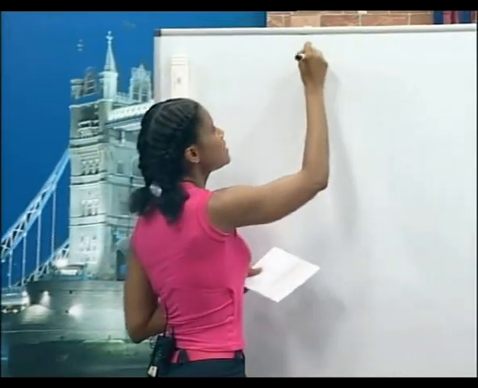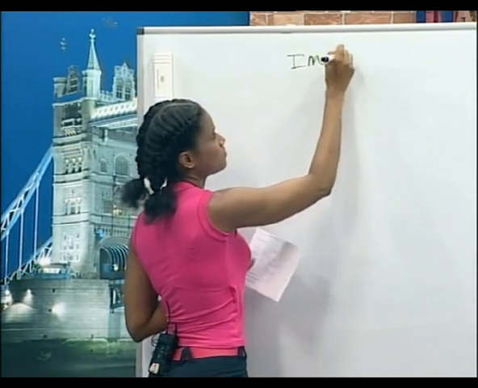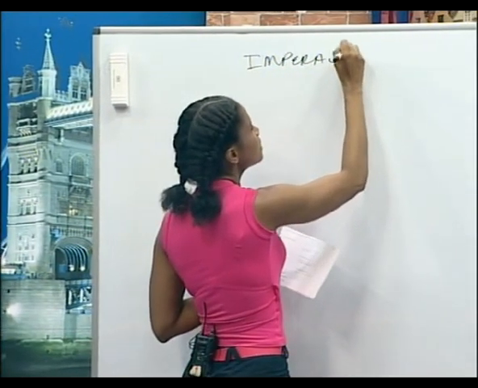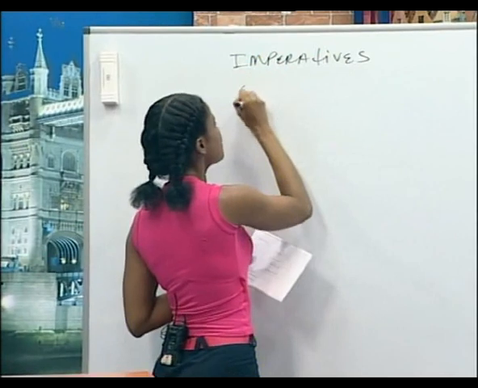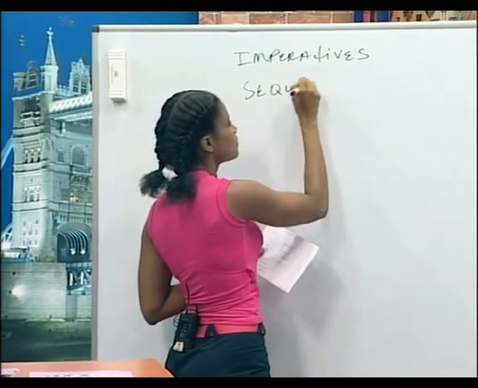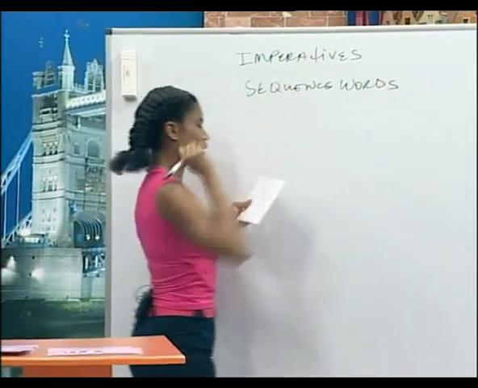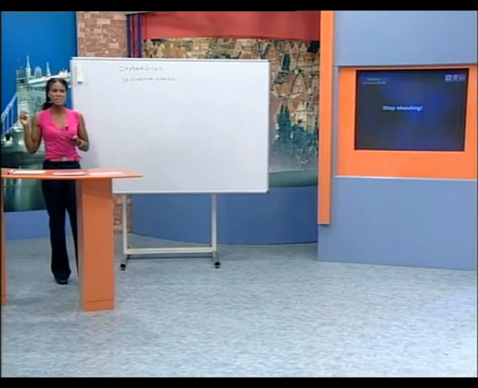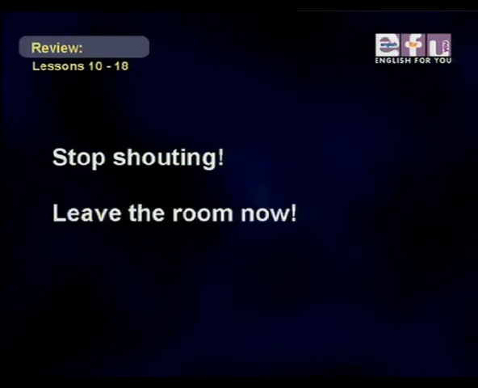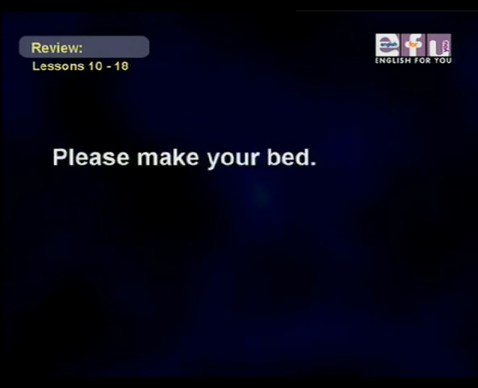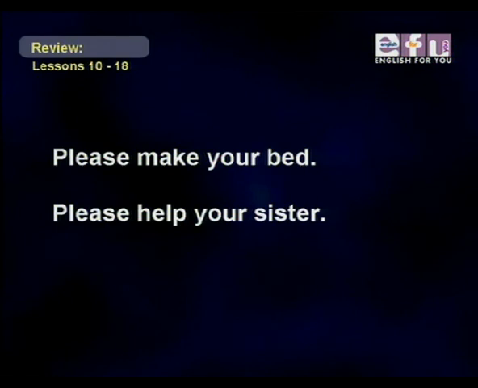It's time to review imperatives and sequence words. Okay, first some examples. Let's start with imperatives. Stop shouting. Leave the room now. Please make your bed. Please help your sister.